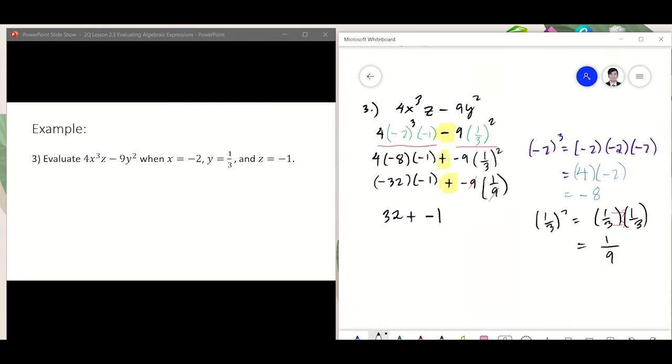So you have 32 plus negative 1. That would be, they have different signs. So you need to subtract them. 32 minus 1 is 31. And then 32 has a greater absolute value compared to the absolute value of negative 1. So positive 31. So that's our answer.